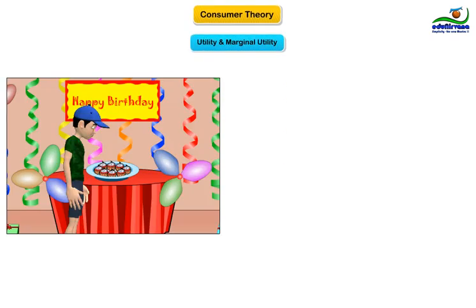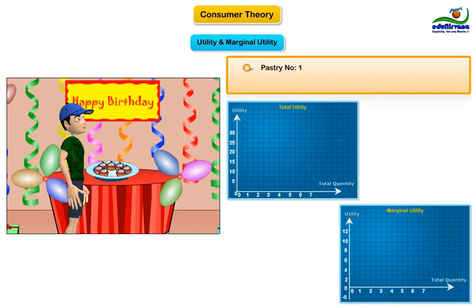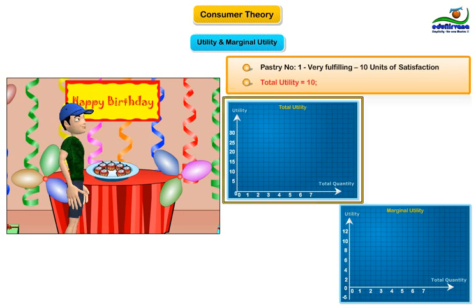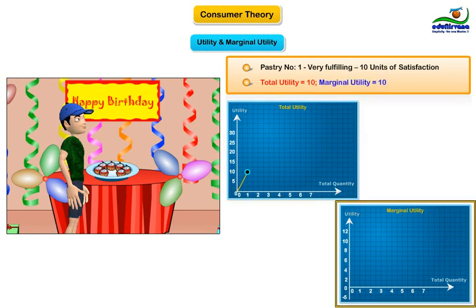You loved pastry number 1 because you were hungry and the pastry really hit the spot. You were hungry and had an appetite for sweets. Hence, it was very fulfilling. It added 10 satisfaction units to your overall sense of well-being. So, the total utility you consumed was 10, and the marginal utility was also 10, because it was your first piece.